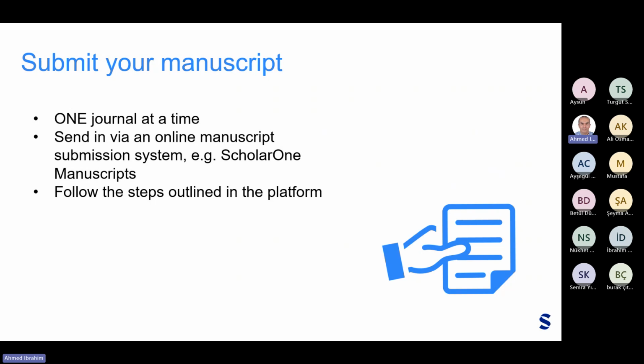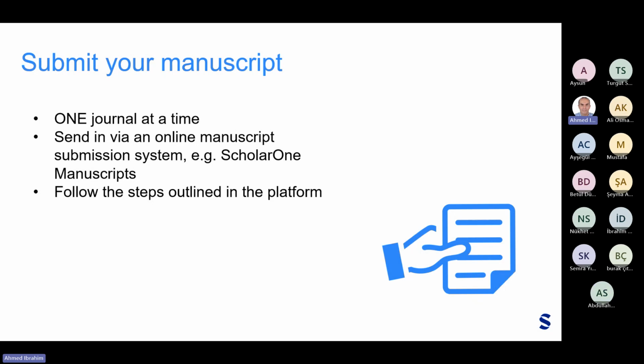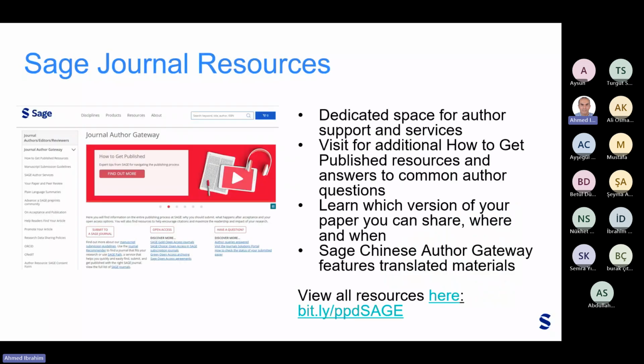When submitting your manuscript, make sure you submit to one journal at a time, and you can send it via an online manuscript submission system like ScholarOne Manuscripts. Follow the steps outlined in this platform. In Sage resources, I will show you how to use the Journal Author Gateway, how to get published resources, and Sage Author Services.